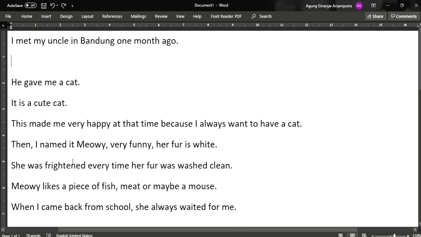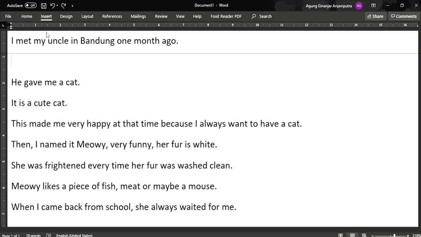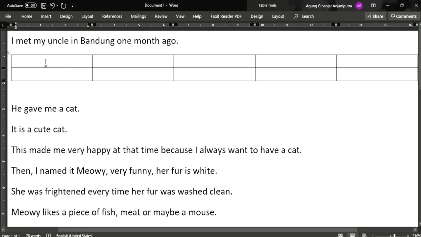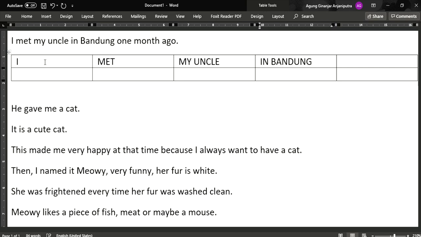The first one, I've provided the text that I used in analyzing the interpersonal metafunction in the previous video. So let's start from the first clause. I met my uncle in Bandung one month ago, so we need 5 columns. I met my uncle in Bandung one month ago.